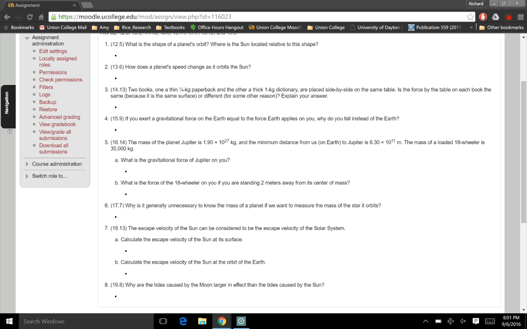How does the planet's speed change? That one there, I hope you got, because remember I said there's only one important thing on the second law. That's that one. Two books, 1/4 kilogram and 1 kilogram, are placed side by side on the same table. Is the force on the table of each book the same?